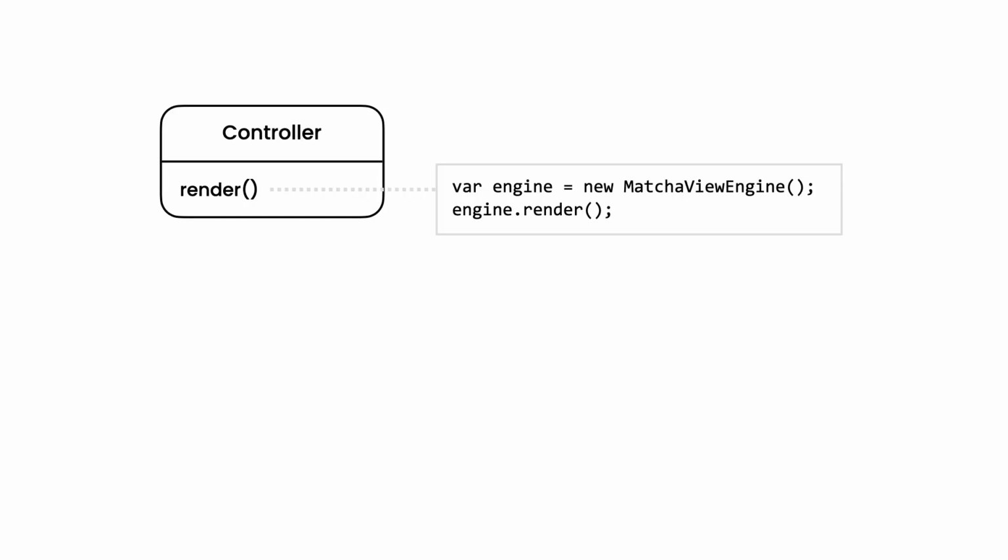All right, here's our current structure. We have the controller class with the render method, and this is where we create a new Matcha view engine and call its render method. Now, what if we take the first line and move it to a separate method in this class?